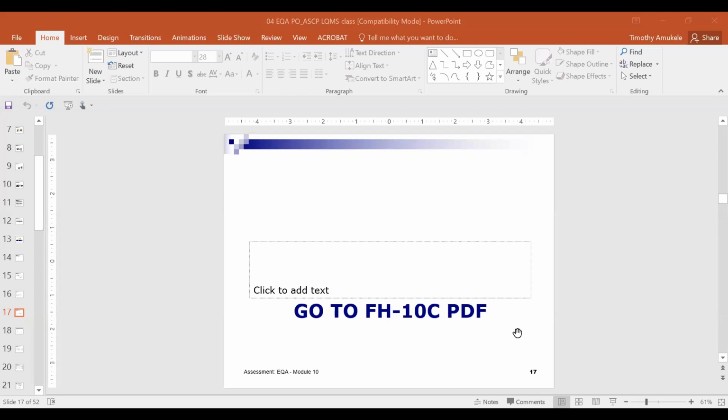So FH10 is the challenge. In this case, it's hematology. And C tells you which cycle you're on. So for 2020, we get 3 cycles, and this is the 3rd one.